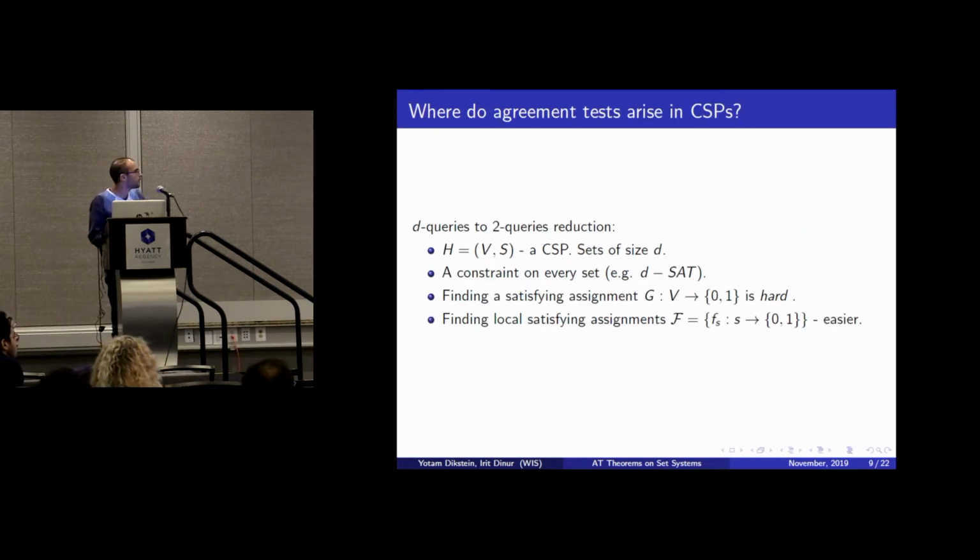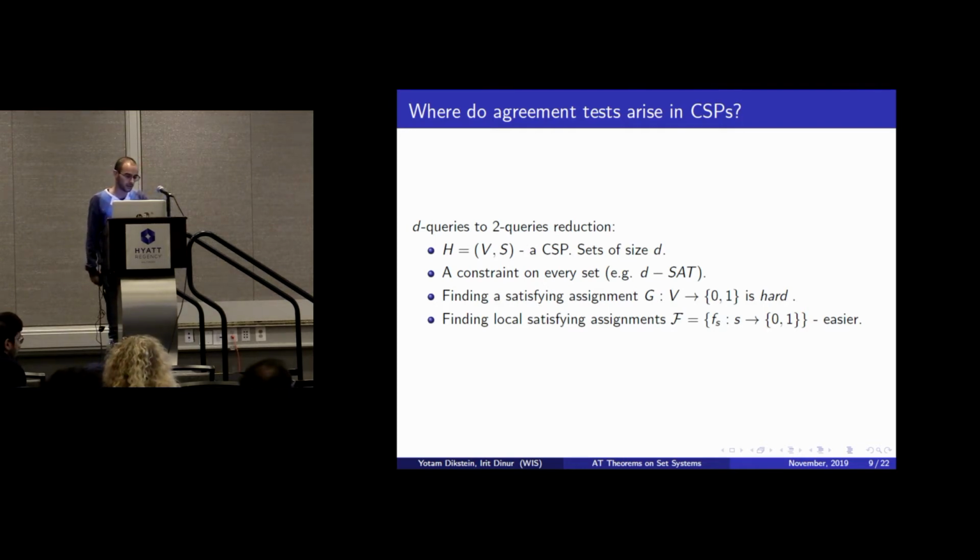But before I go any further, I want to address the question, where do we actually see these agreement tests, say in PCPs and constraint satisfaction problems? So I want to give an example and describe a way we can use agreement tests to reduce CSPs where we query D variables to CSPs where we query only 2 variables. So what do I mean by this?